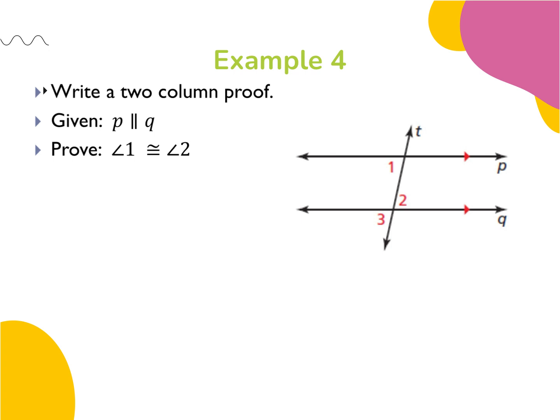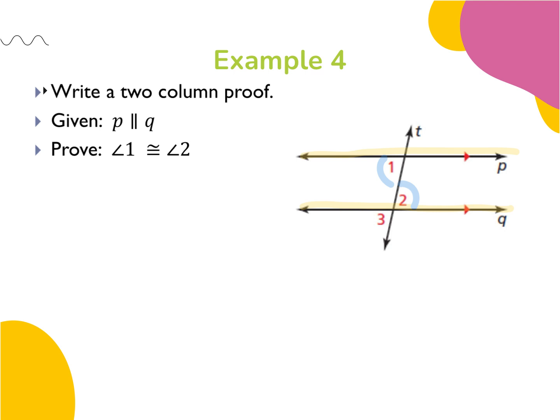Before I do proofs, I always like to work it out in the diagram. So they're giving us that the parallel lines are P and Q, and they want us to prove that angle 1 and angle 2 are congruent. Obviously, we know that the alternate interior angles theorem is a congruence theorem, but we're going to go through 4 steps to prove that the theorem is correct. Now, we already proved that corresponding angles are congruent, and we already proved that vertical angles are congruent. So we're going to use those.